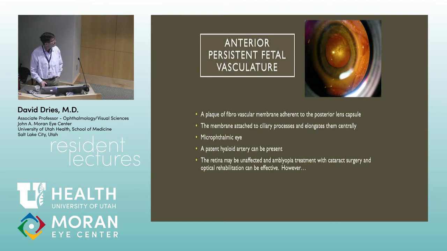This one, persistent fetal vasculature. What's going on with this? Well, first, what is it? You see, when it's anterior, you'll see a fibrovascular plaque that's retrolental. It can be thin like this one. It can be very thick. The membrane attaches to ciliary processes and tends to elongate them and draw them centrally. They're microphthalmic eyes. A hyaloid artery can be present.